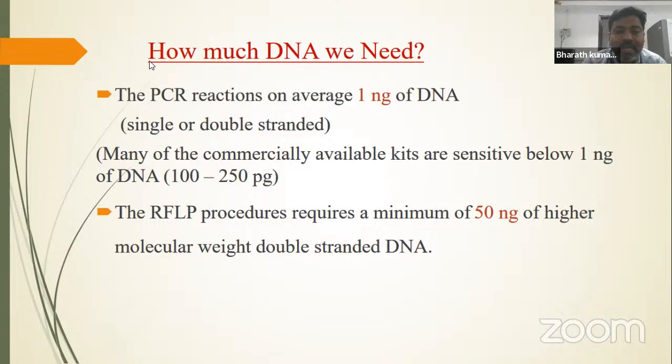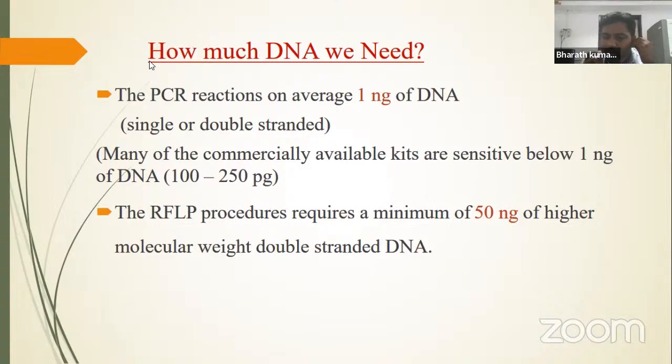But what is our need? How much DNA do we have to recover? For example, for PCR reactions, an average of 1 nanogram of DNA is sufficient. Why? Because in PCR reactions, we can amplify the number of copies. So a very small quantity of DNA is sufficient for PCR reactions.